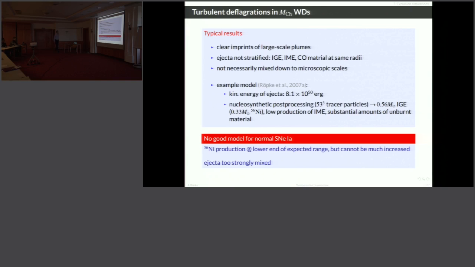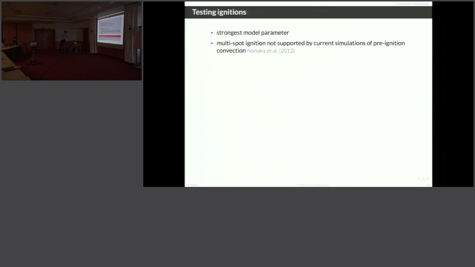So this actually makes these turbulent deflagrations in Chandrasekhar mass white dwarfs no good model for normal type 1a supernovae. The nickel 56 production that you can achieve here is at the lower end of the expected range, so 0.33 solar masses is not completely out of the range for normal type 1a supernovae, but it's really the lower end. And it cannot be much increased. And the ejecta are strongly mixed, so this is also nothing you would actually expect if you keep in mind that 1D models produce better agreement with the observations when they are more stratified.